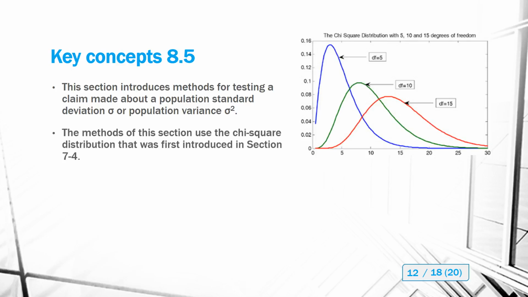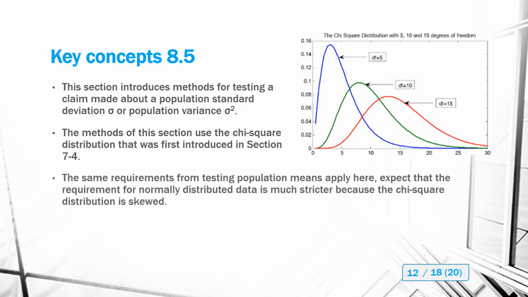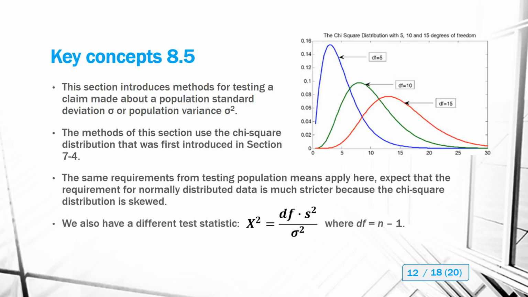Now, the methods in this section are going to use the chi-square distribution, which you may remember we were using to make confidence intervals about standard deviation and variance from Chapter 7. The same requirements that we had for testing population means apply here, but there's going to be an exception to that rule, which is that the requirement for normally distributed data is much stricter because the chi-square distribution is skewed. We're going to get to that a little bit later in the lecture.